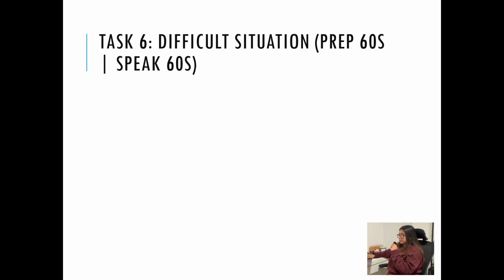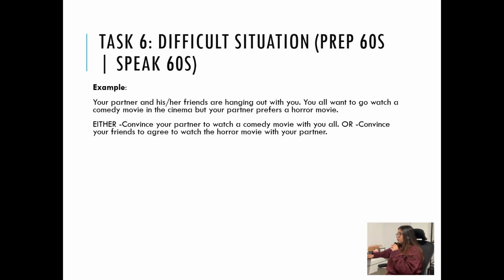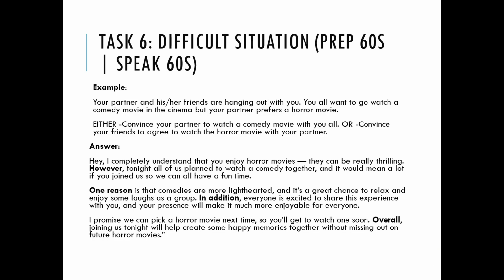Moving on to task 6, it's a difficult situation. They will give you a difficult question and you have to answer based on it. You will get 60 seconds to prepare and 60 seconds to speak. Example: your partner and his friends are hanging out with you. You all want to go watch a comedy movie in the cinema, but your partner prefers a horror movie. So now, either you convince your partner to watch a comedy movie with you, or you convince your friends to go watch a horror movie with your partner.